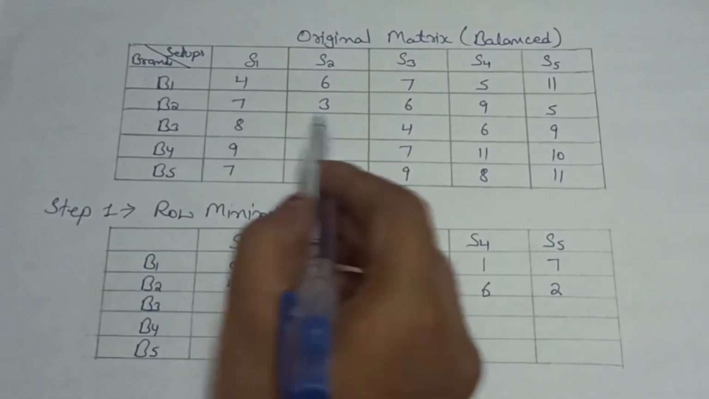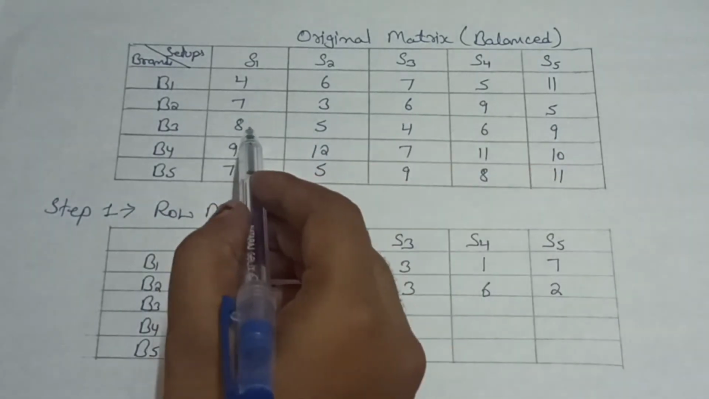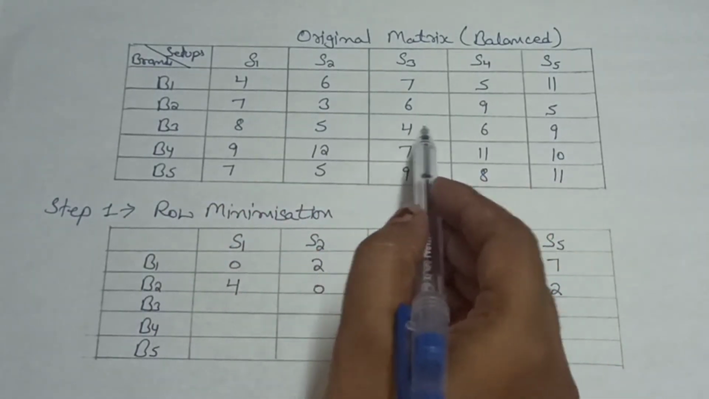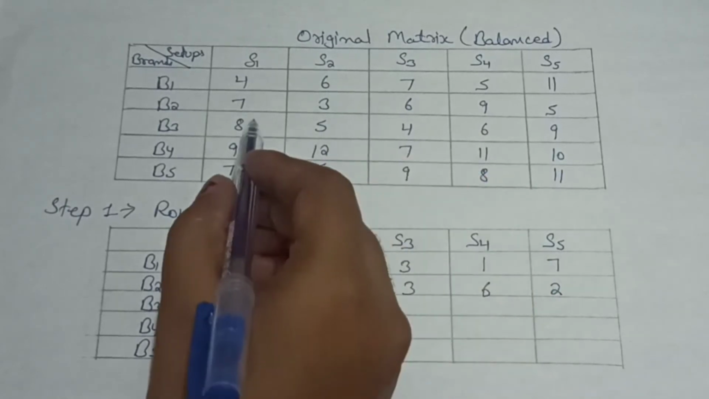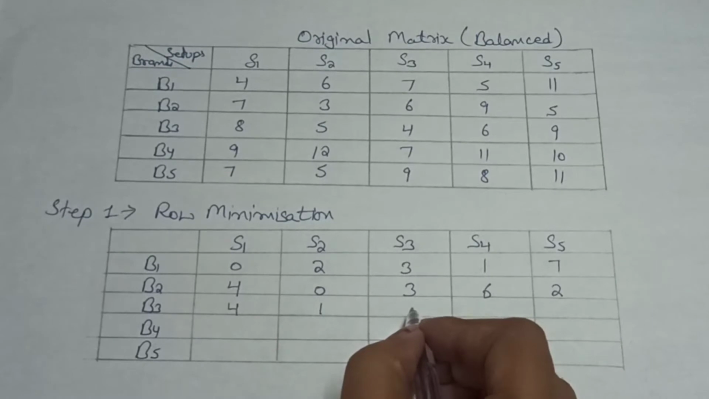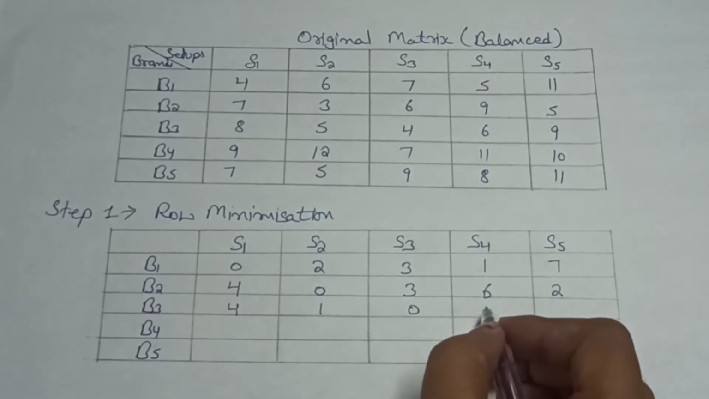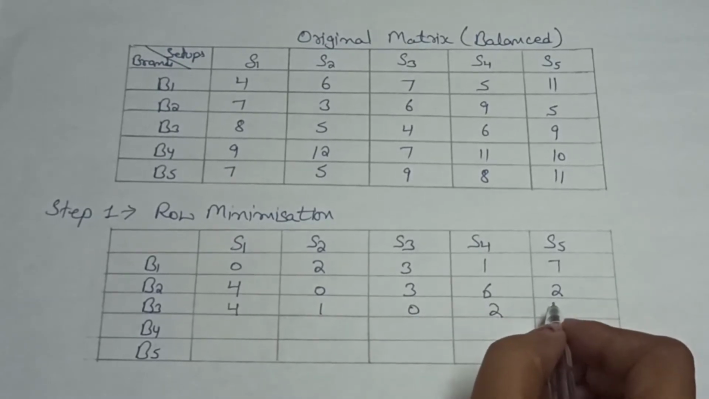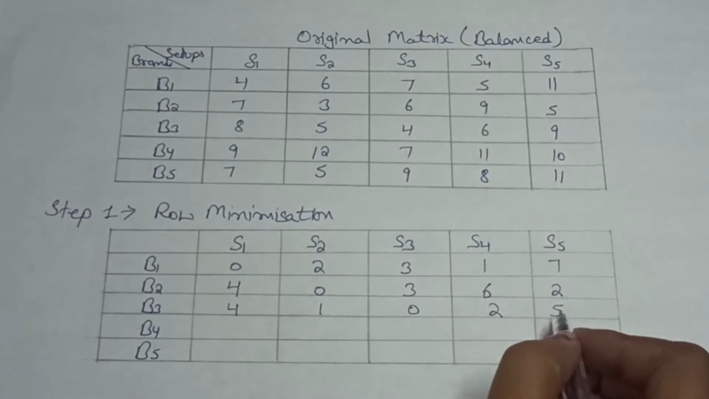Then we will do this process with the third row. In the third row, you can see the smallest element is 4. So, 8 minus 4 is equal to 4, 5 minus 4 is equal to 1, 4 minus 4 is equal to 0, 6 minus 4 is equal to 2, 9 minus 4 is equal to 5.